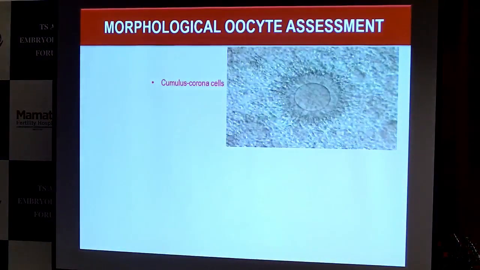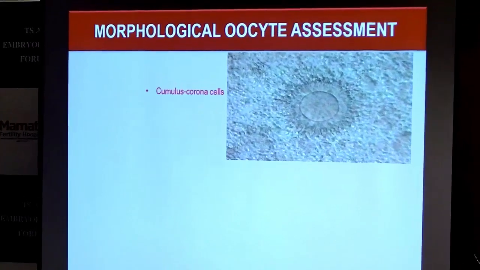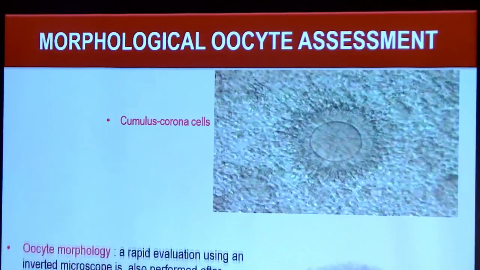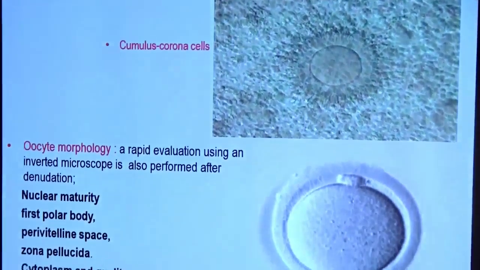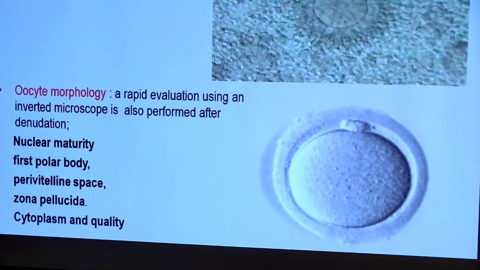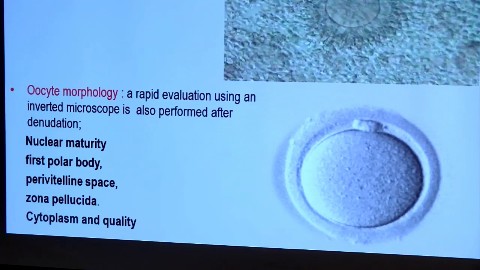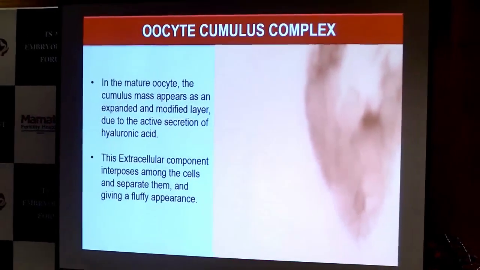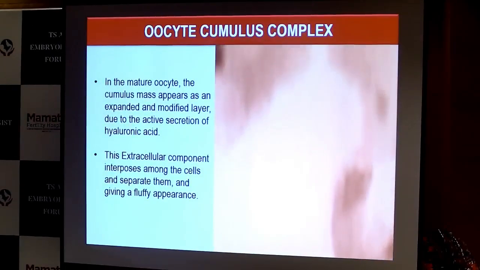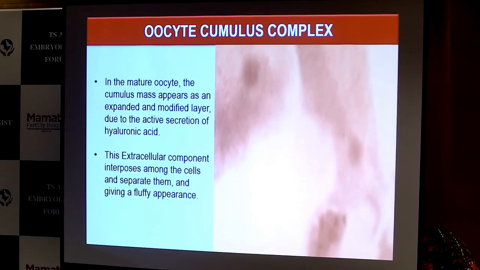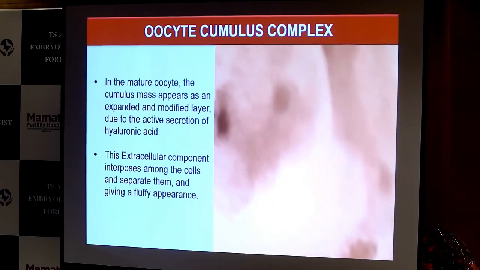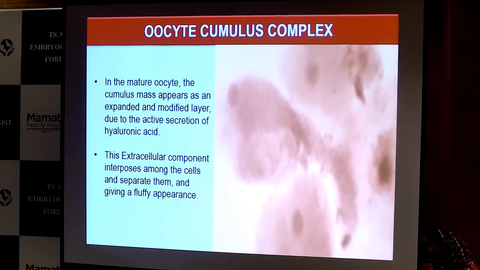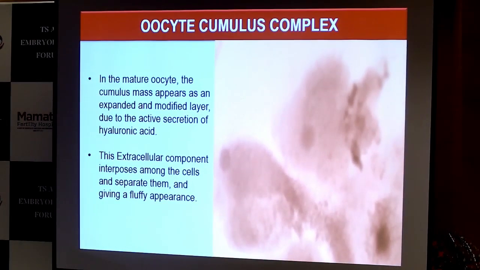in the laboratory. Now, when you look at morphological assessment of the oocyte, you're looking at the corona cumulus complex. You're also looking at the oocyte bare like this at the time of ICSI. So these are all the parameters you look at. And what is making this cumulus into that cloud-like appearance? It's because of the hyaluronic acid that is secreted by these cells, which intersperses between these cumulus cells and gives you that fluffy feel.